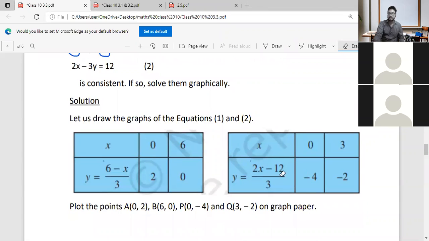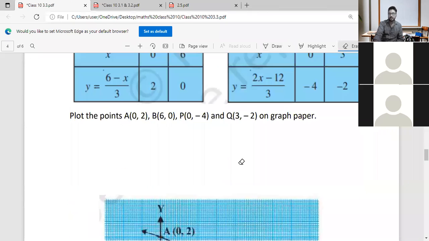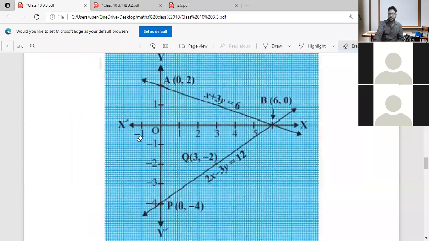Similarly, we are finding out the points. Let me tell you why we are preparing this table. It's because we need 2 points to draw a line. Can we draw a line by knowing only 1 point? No, we need 2 points to draw the line. That's why we are doing this. So we have got 2 points, and we have drawn these 2 lines in a graph, and it will be like this.